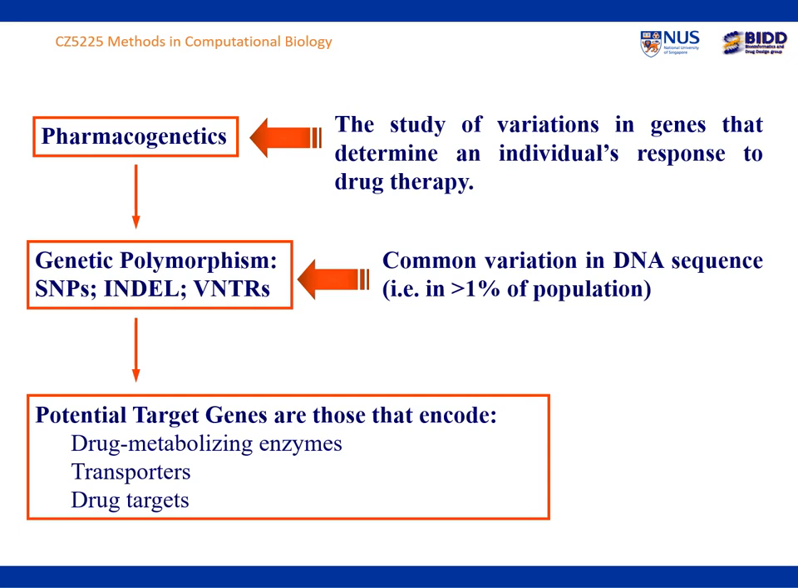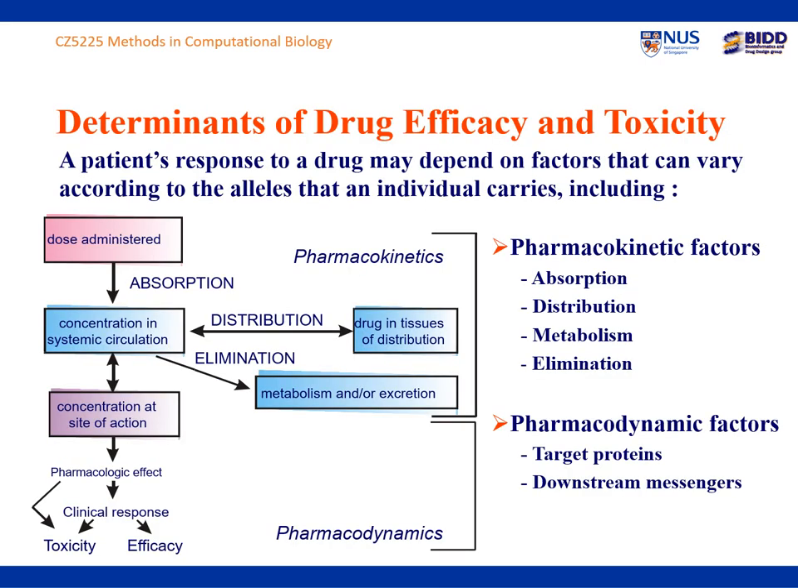This drug metabolizing enzyme will metabolize the drug. Either they will convert it into a more active form or a less active form. We also study the genes responsible for the transportation of the drug inside the cell, as well as the proteins which work as drug targets. Then come the determinants of drug efficacy and toxicity. There are various factors which are responsible for a drug being efficacious or toxic to the patient.